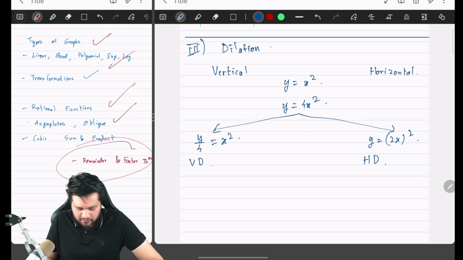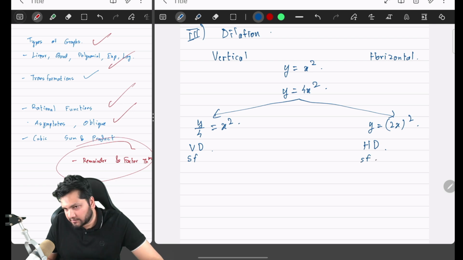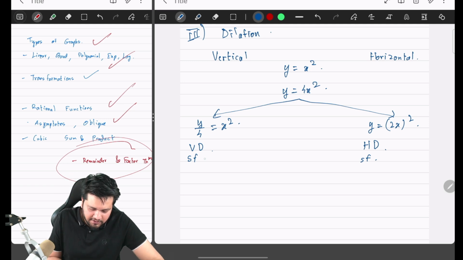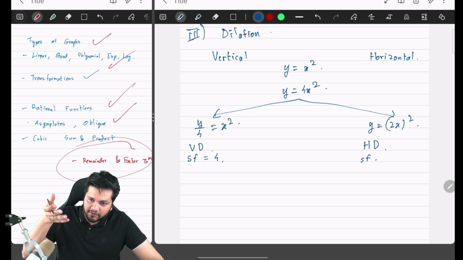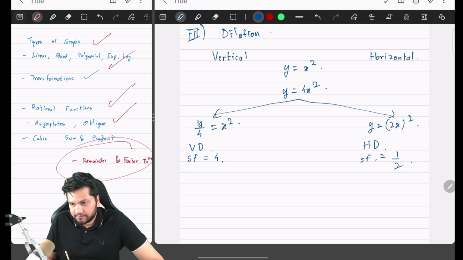The next part is, what about the scale factor? As I said earlier, it is always going to be opposite. So when it is y by 4, it's a scale factor 4, like 1 by 1 by 4, which is going to be 4. And here when it is 2x, it's a horizontal dilation of scale factor 1 by 2, opposite always. Now let's understand what exactly it means.